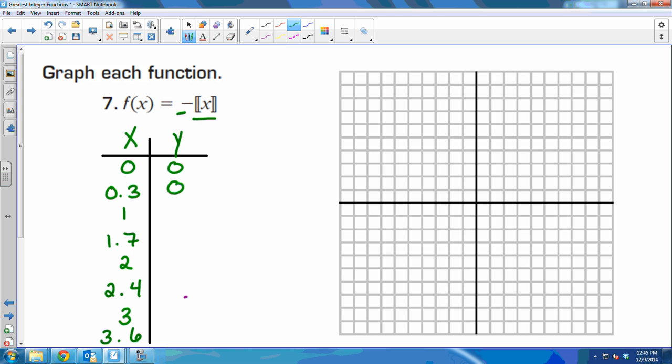If you put 1 into the brackets, the greatest integer that's not greater than 1 is 1, but there's a negative in the front, so -1 is what's going to go in our table. It's not bad, you just have to think about it. The greatest integer not greater than 1.7 is 1, but there's a negative, so -1. The greatest integer not greater than 2 is 2, there's a negative, so -2. I think you can see how this is going to go. Now, if that negative's on the inside of the bracket, then it would change your answer.